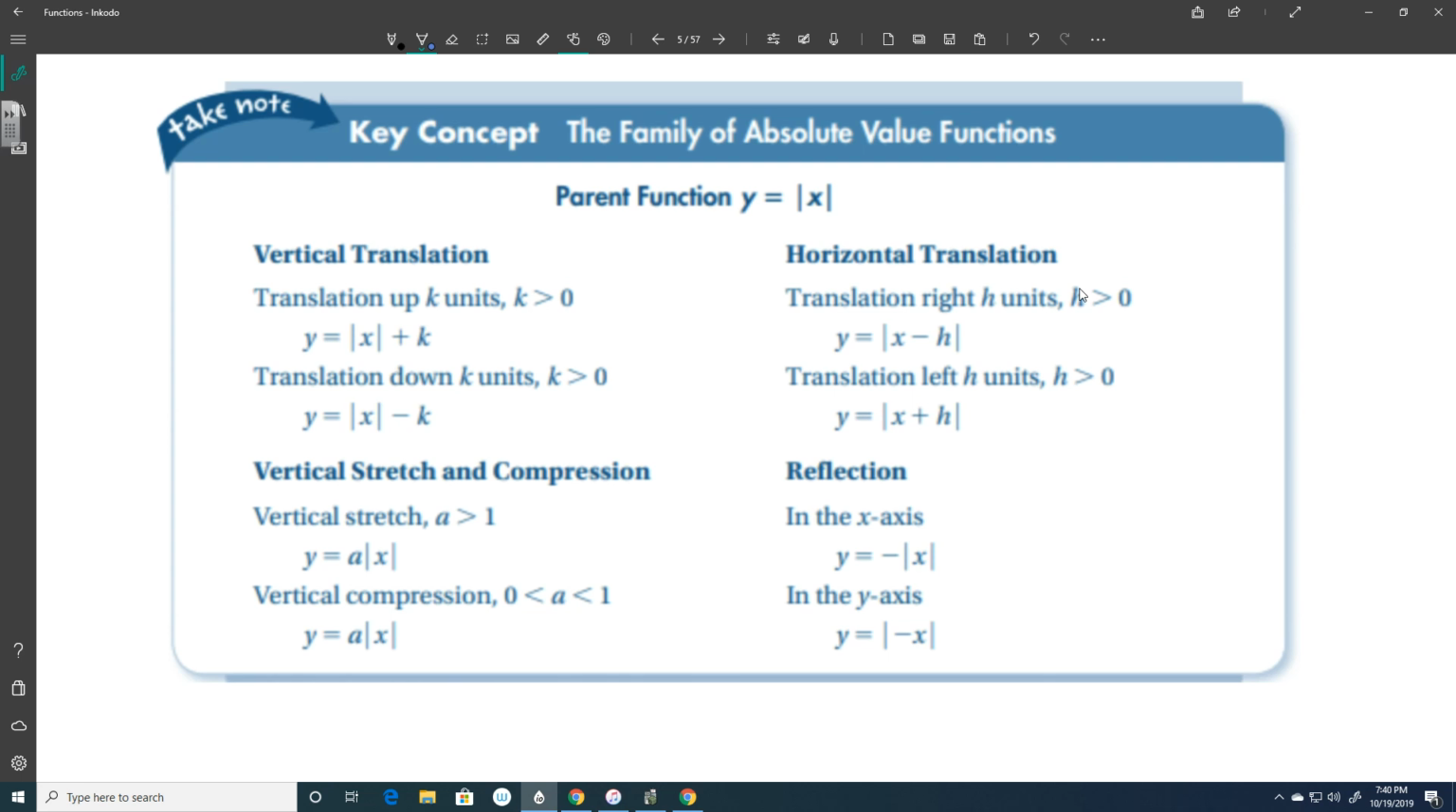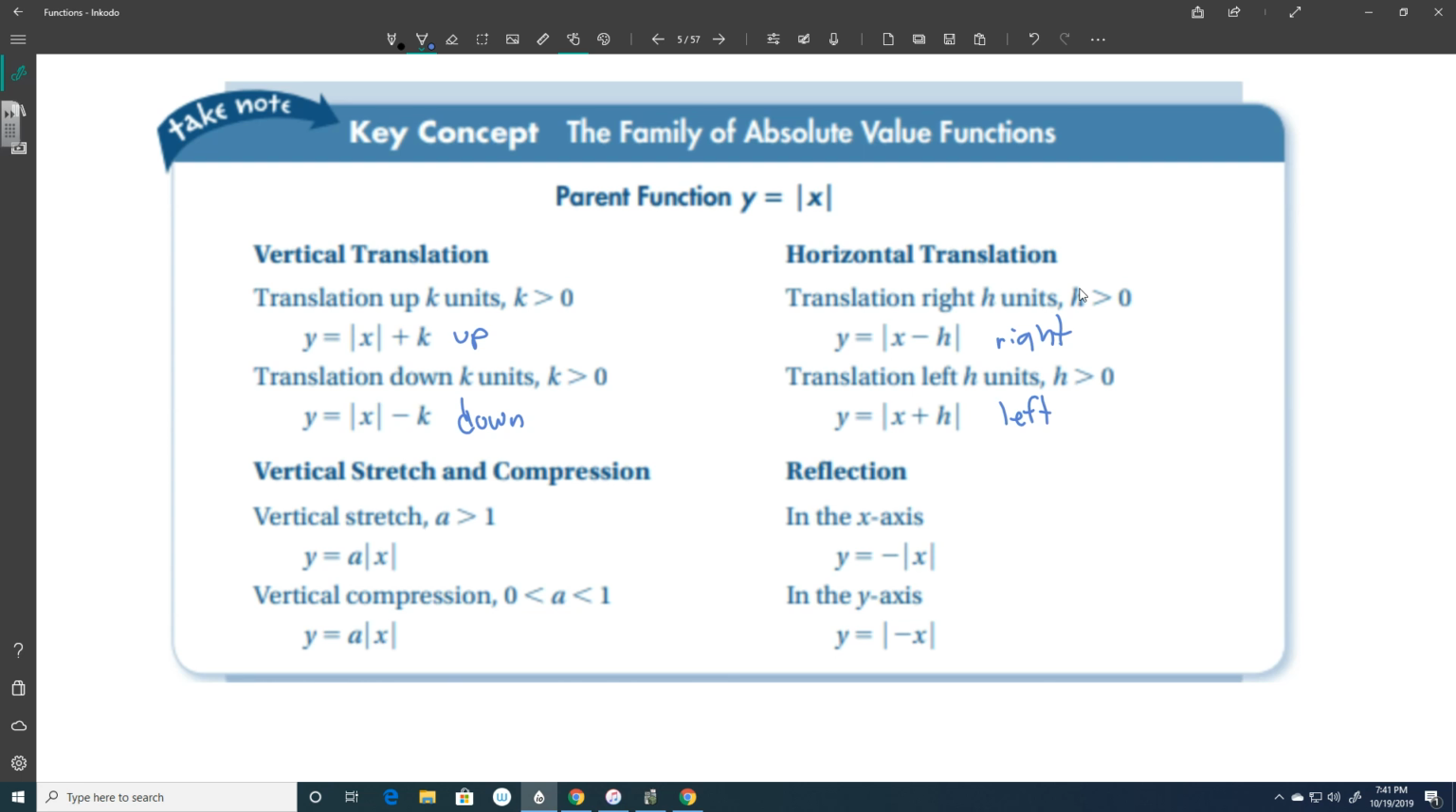If I have a number on the outside after the absolute value, if I add, that's going to shift my graph up. If I subtract a number, it's going to shift my graph down, okay? If I add or subtract on the inside, we have to be a little bit careful, because if I subtract a number, that actually shifts me to the right. And if I add a number, that's going to shift me to the left.